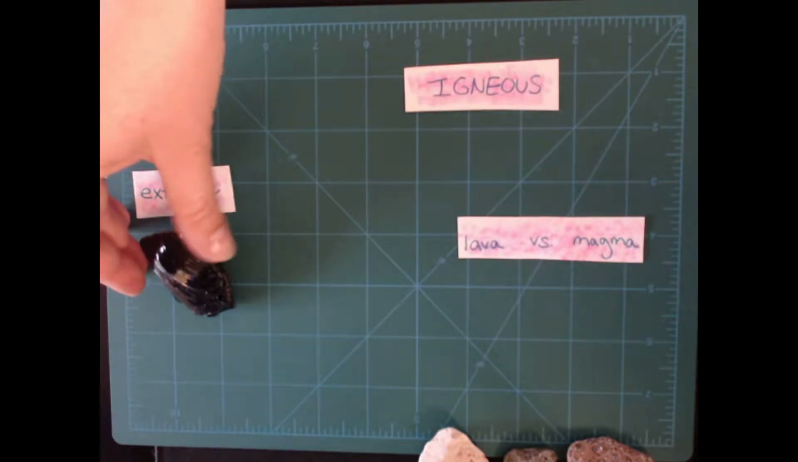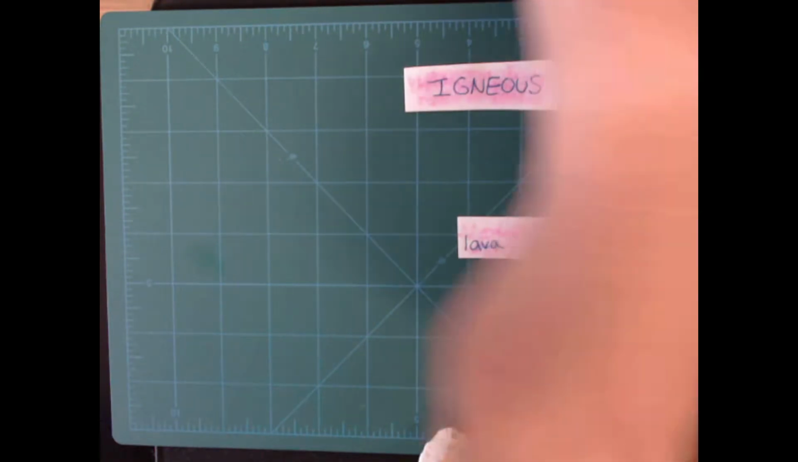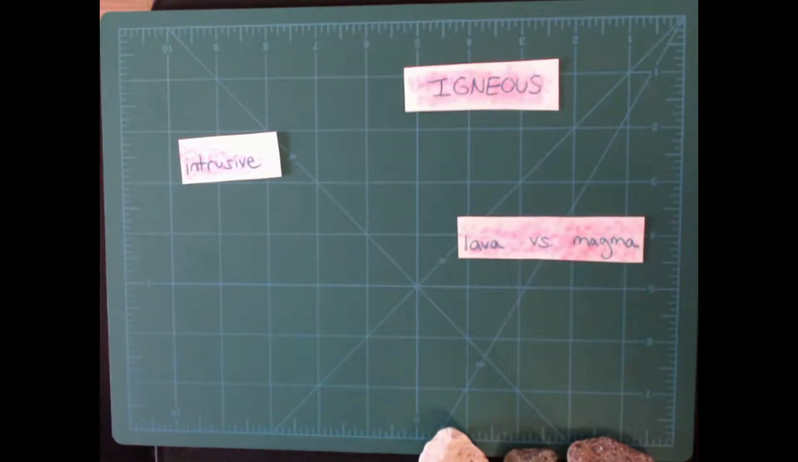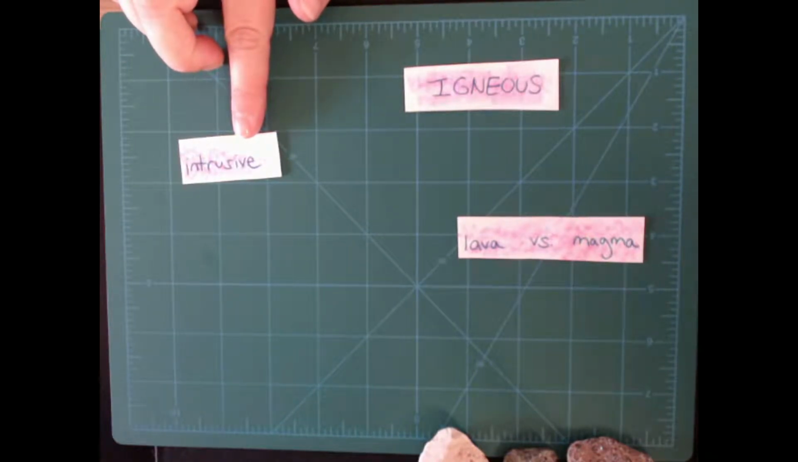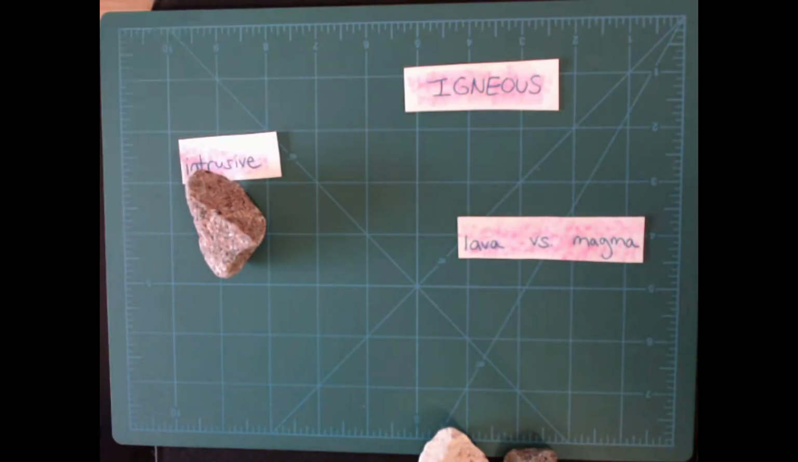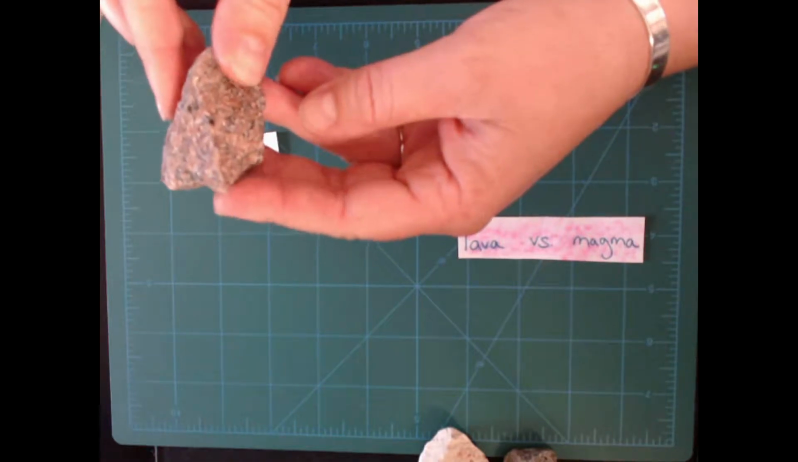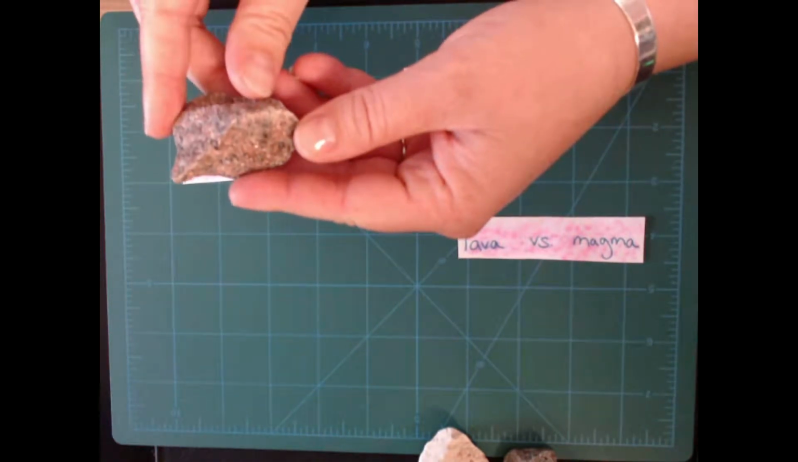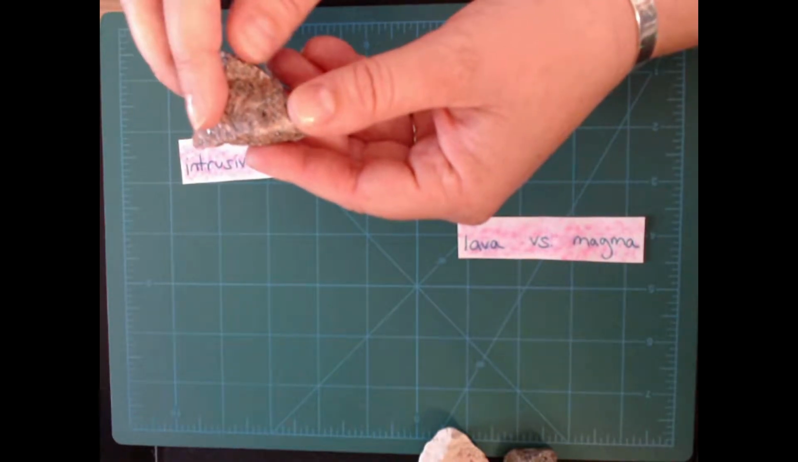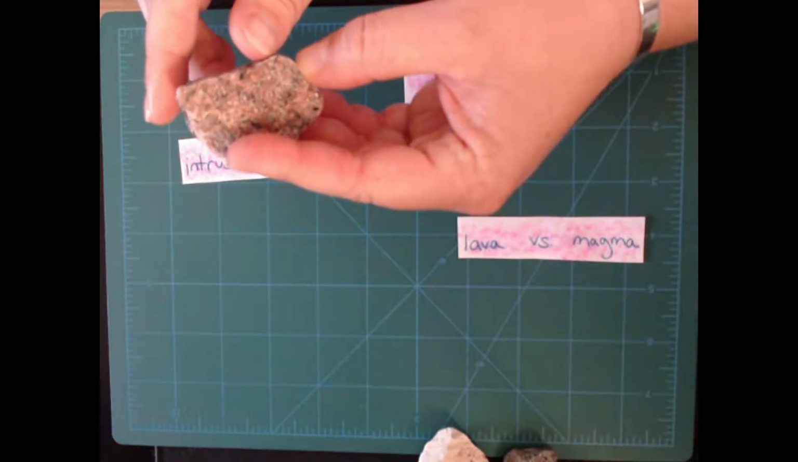So let's look at something that is the other category. Not extrusive, but what we call intrusive. Think of intrusive as being interior. A wonderful example of this is granite. You might have some of these in your countertops at home, very popular in kitchens across the world, or just any type of fancy rock work in houses.